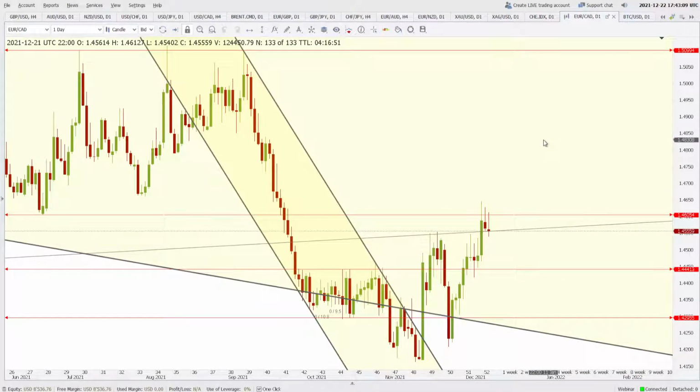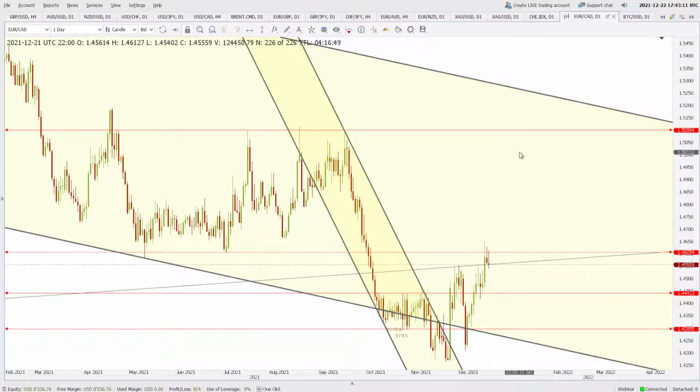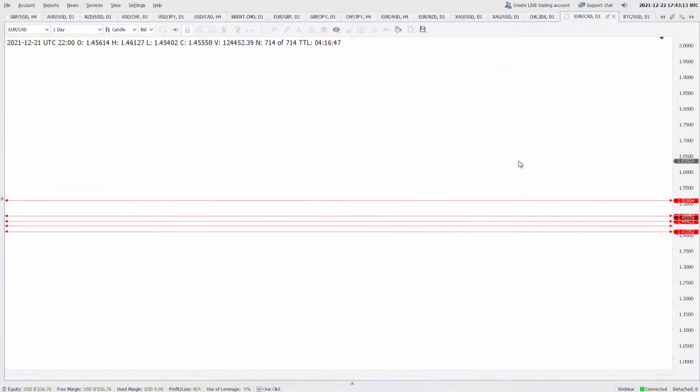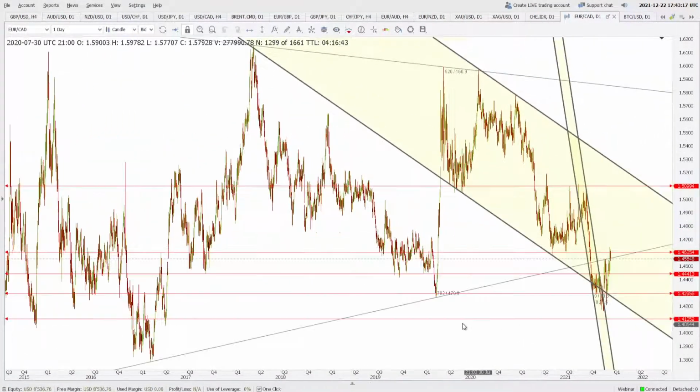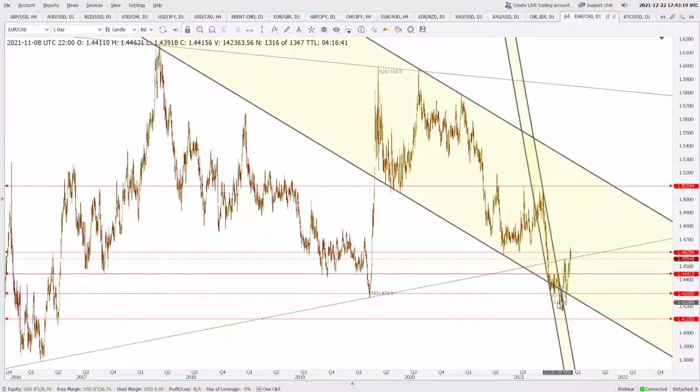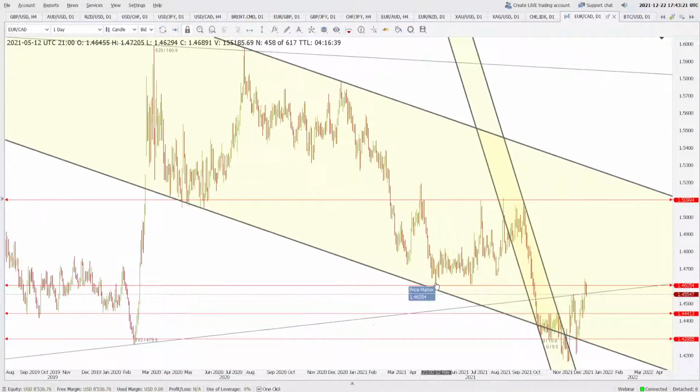EURCAD is actually a classic example of price action trading, my friends. I want to show it to you. You can see that here in the EURCAD there was a very good range formation from 1.4605 till 1.5099. The price was trading within this range.